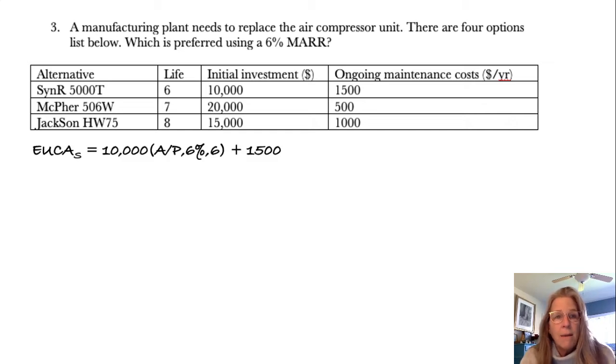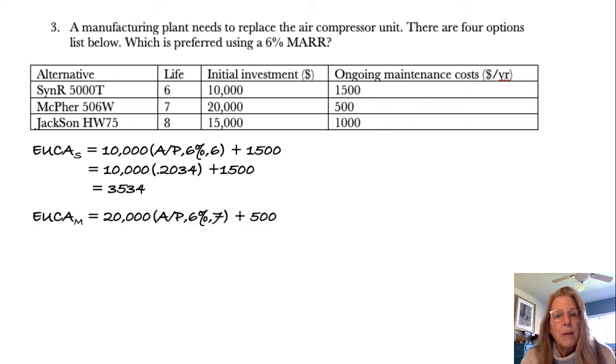For the first alternative, I convert the initial cost into an A value by multiplying by A given P at 6% for 6 years, and then add the 1,500, which is an ongoing maintenance cost. Looking up that factor in the table, I get 3,543. For the second project, I do the same procedure. I take the 20,000, but spread it over 7 years in this case, and add it to the 500.